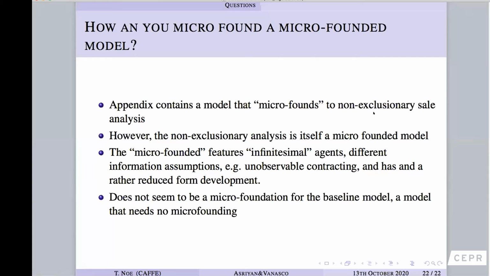It is a micro model. And so I don't understand the need for micro-founding a micro-founded model that's already micro-founded. And it also, in some sense, is more reduced form. It features all these interesting things like infinitesimal agents, different information assumptions, unobservable contracting, and is a much more reduced form than the actual micro-founded model. So if anything, you might say that the baseline model is a micro foundation for the model in the appendix. So I didn't understand the point of it.